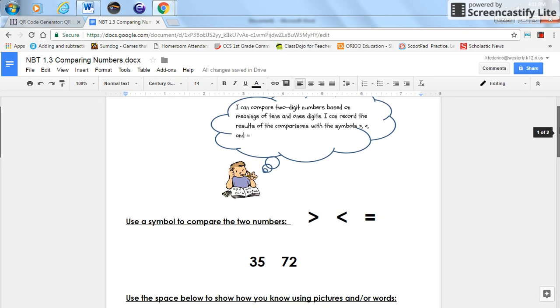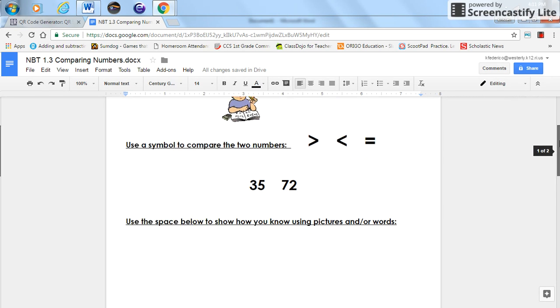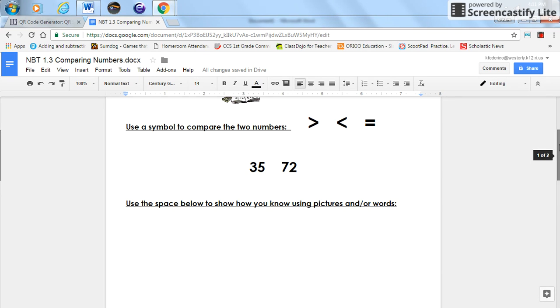So here's your first problem. It says use a symbol to compare the 2 numbers, and we have greater than, less than, and equals to. So our 2 numbers are 35 and 72. I need to put a symbol in between those 2 numbers so that my sentence is true.